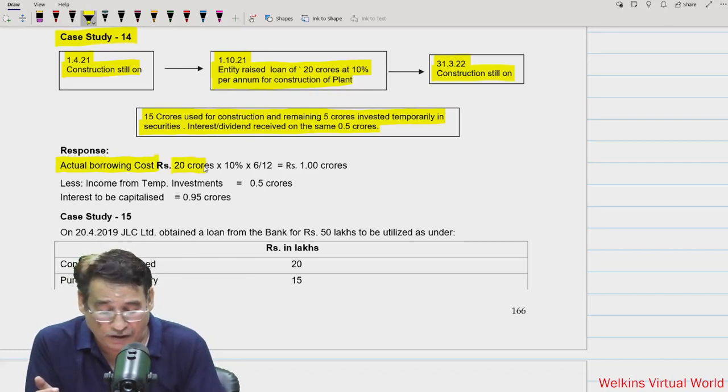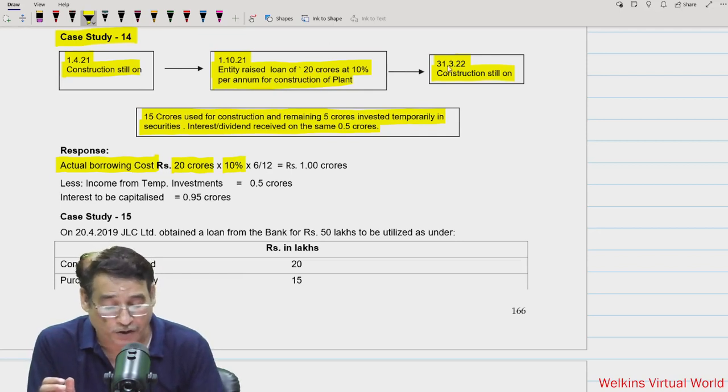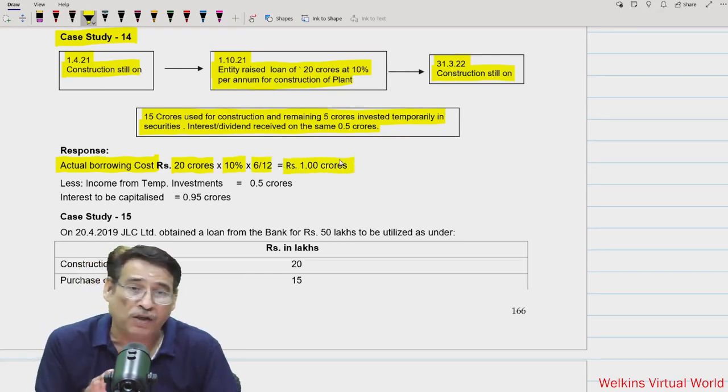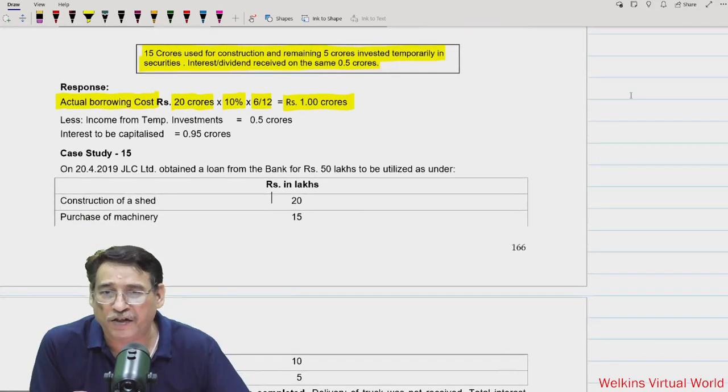Because you have taken a loan of 20 crore and the rate of interest is 10% for this particular period, you took the loan on 1-10-2021. So for the year ended, your borrowing cost is equal to 1 crore. No doubt about that. Your interest is 1 crore.